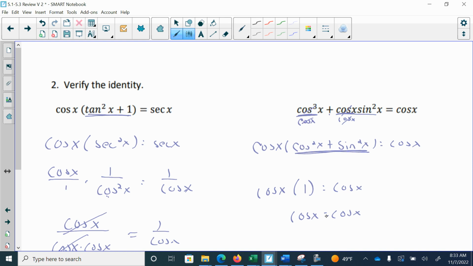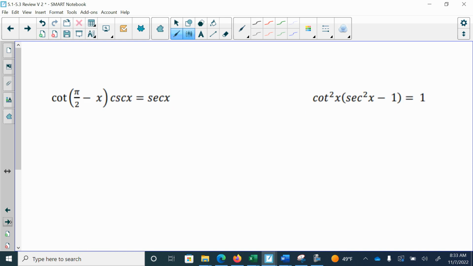Okay, moving on to the next one. The next page, the back page. Oh no, never mind. I'm still on number 2.